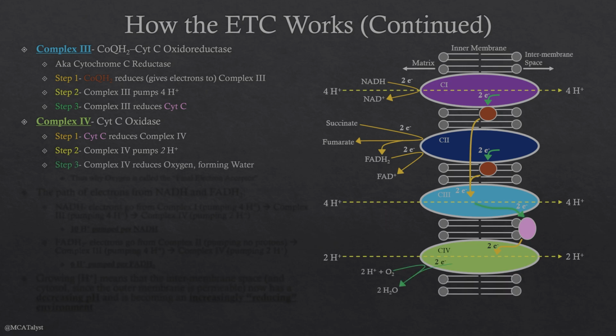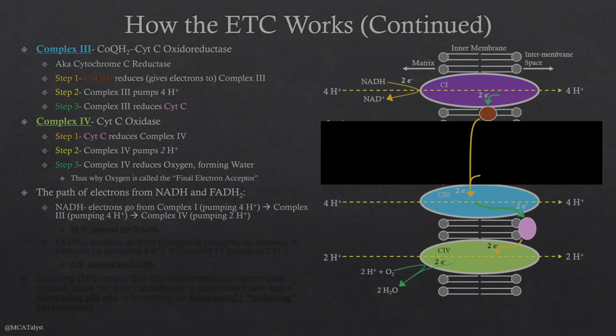And then finally, in order to reset itself, complex 4 is going to be passing off those electrons onto oxygen, basically allowing us to reform water. This is why oxygen is often called the final electron acceptor. It's allowing complex 4 to get rid of those exhausted electrons so that it can accept more from cytochrome C and pump more protons.